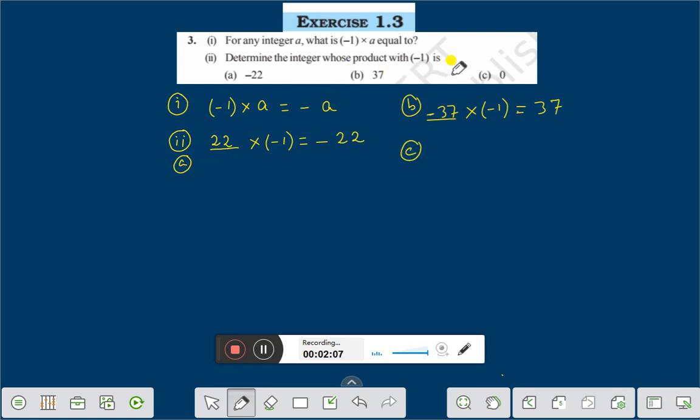In case C, what you will find? Determine the integer whose product with minus 1 is 0. This dash into minus 1 comes to 0, right? We know that for any integer, if we multiply that integer with 0, it comes to 0. The result is 0. Therefore, minus 1 into 0, that comes to 0, right? This is the solution of question number 3 of exercise 1.3.